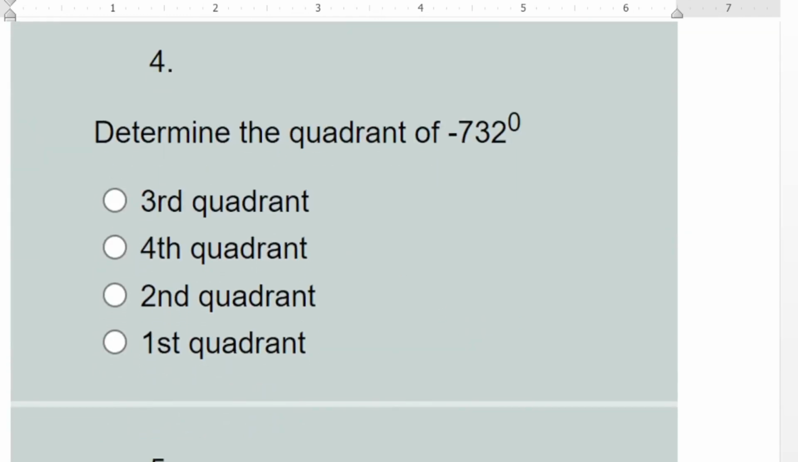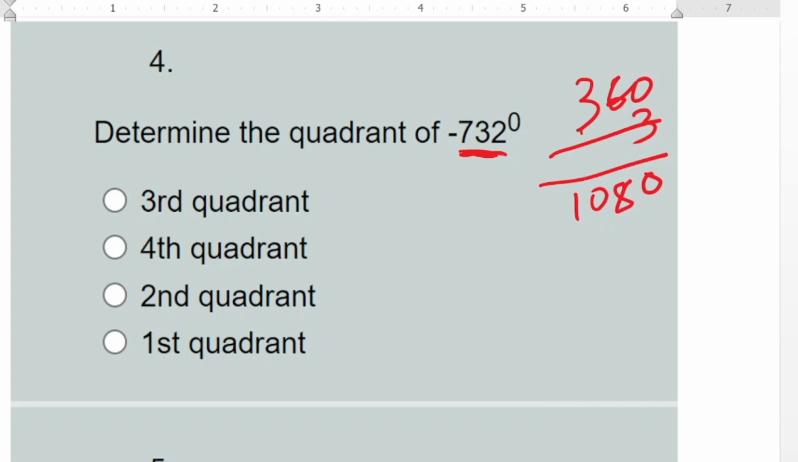For question 4, determine the quadrant. This is negative. When you have a negative angle, the same thing will also be done: we add multiples of 360 to this, the one that is above it. When you multiply 360 by 2, it's 720, which is still less than this. So let's multiply by 3 rather. That is 1080. So let's subtract this from 732.